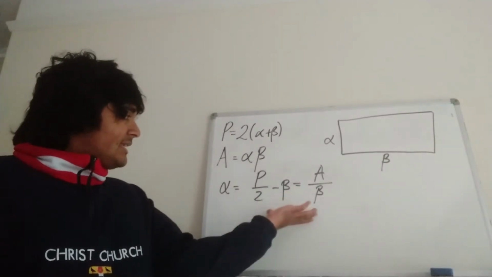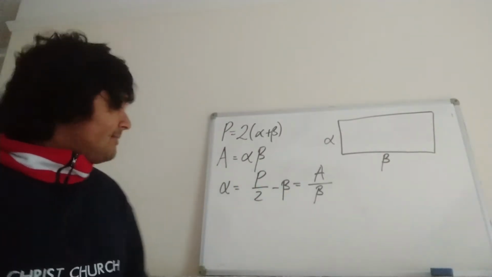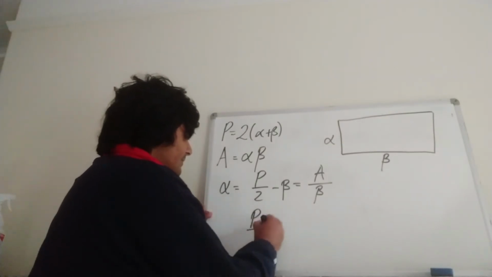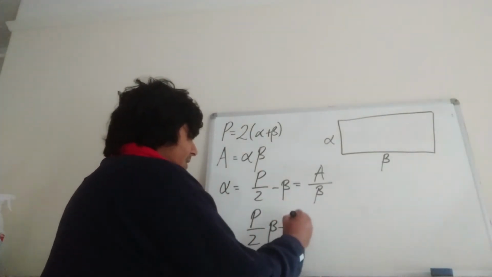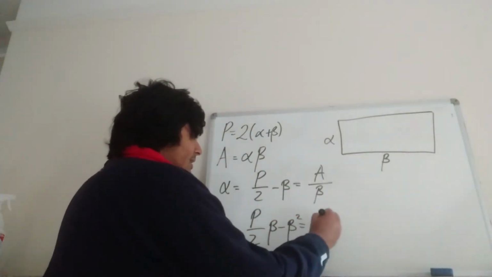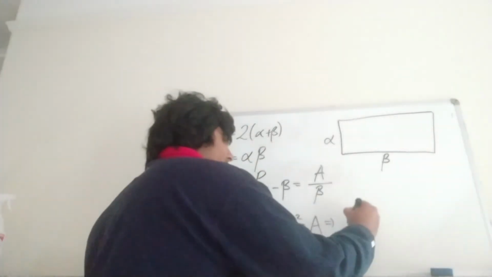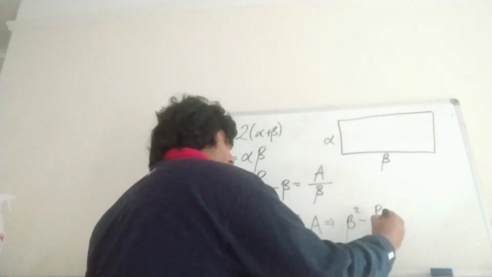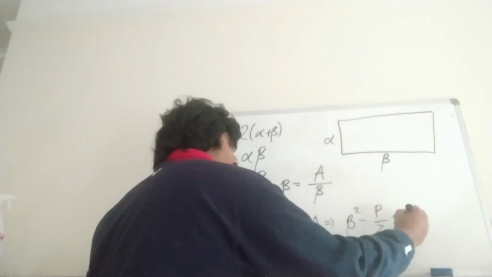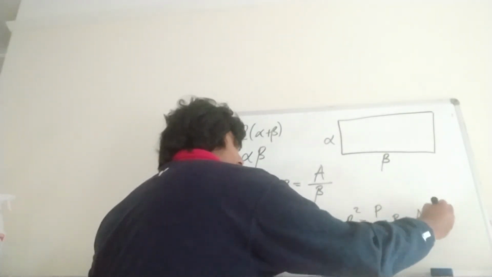So now if we look at this equation and multiply through by beta, we get that P over 2 beta minus beta squared equals A. And just bringing everything onto one side, the right hand side, we get beta squared minus P over 2 beta plus A equals 0.